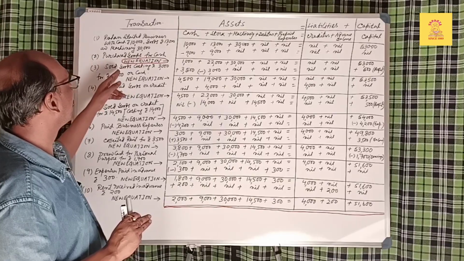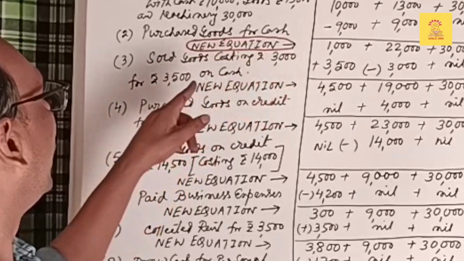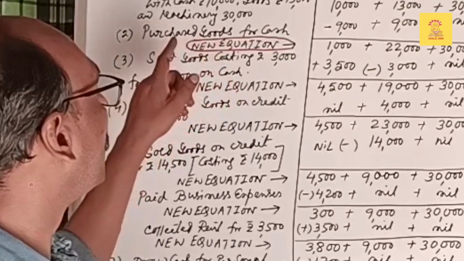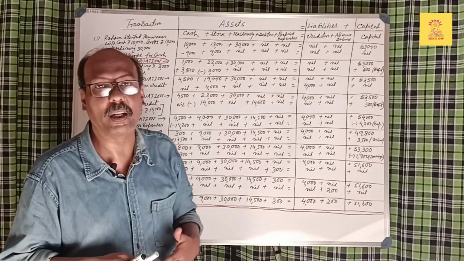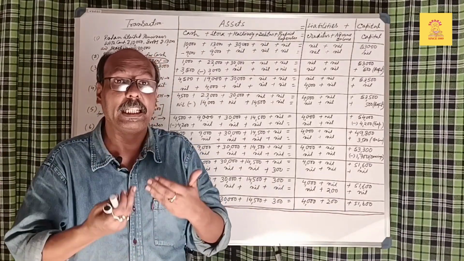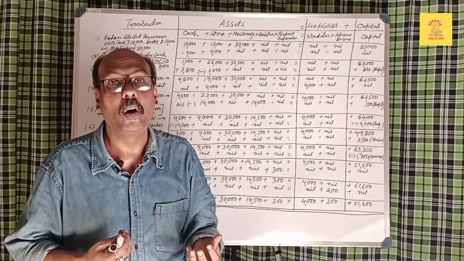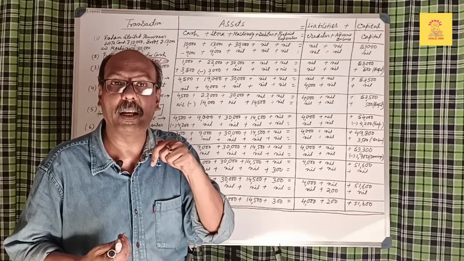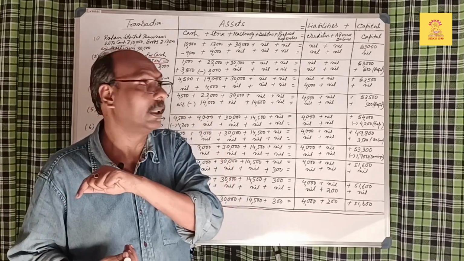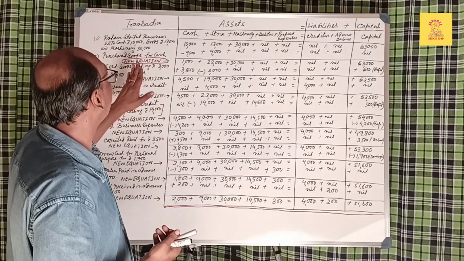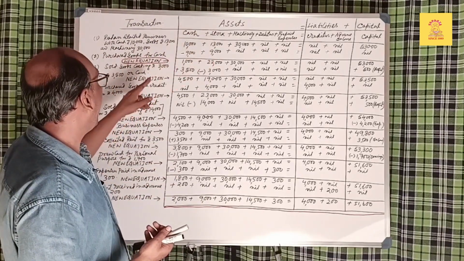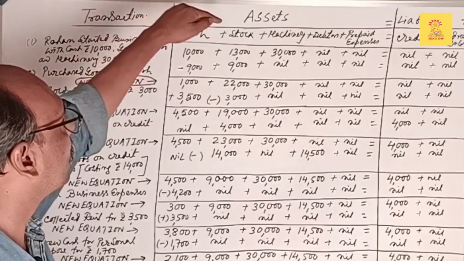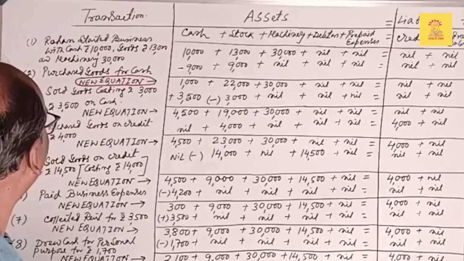Now, in the second equation: sold goods costing rupees 3,000 for rupees 3,500 on cash. Goods means whenever you purchase or sell goods, it indicates the inflow or outflow of stock. So it hits your stock whenever purchases and sales are concerned. In that case, stock is involved, already written, and sold goods for cash, so cash is also there. So cash and stock we have already written.